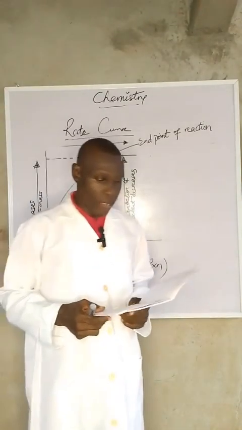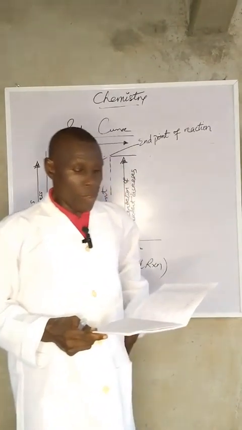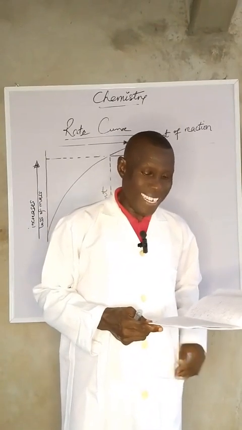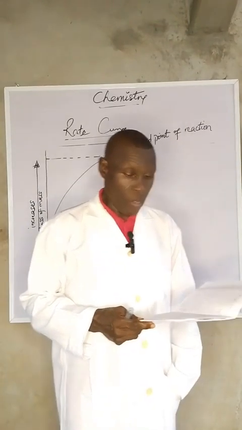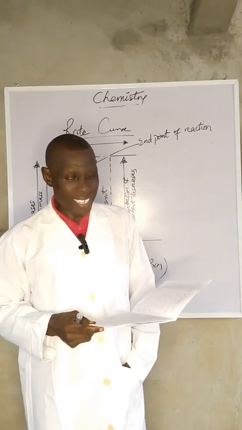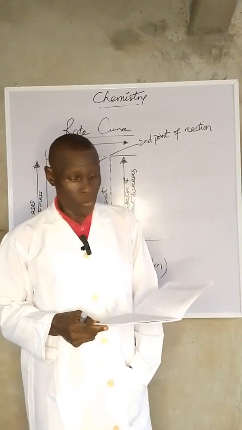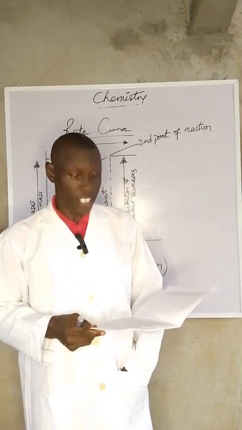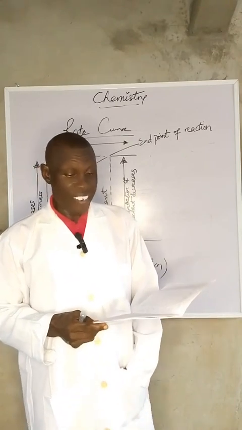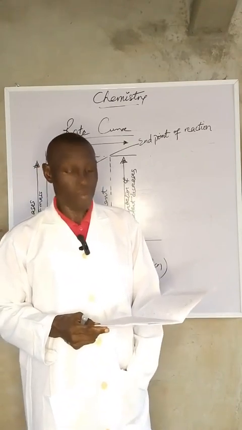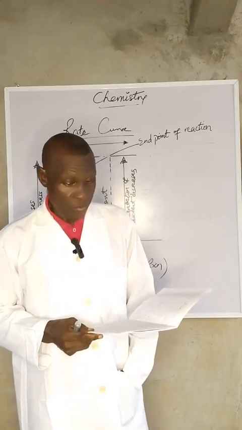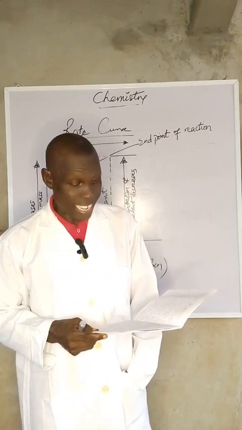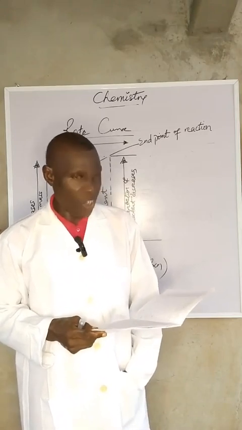Now let's go by what I have. The graph which shows the rate or the speed of reaction is known as a rate curve. Or in other words, a rate curve is the graphical representation of the rate of a reaction. The curve passes through the origin because there is no loss in mass at the beginning of the reaction.